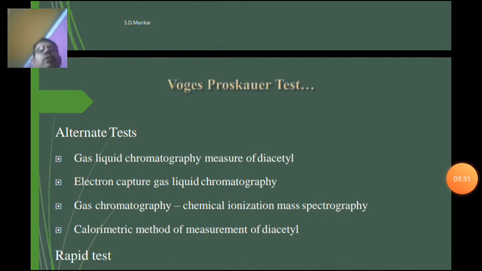The Voges-Proskauer test has another alternative method. This is a very sophisticated and expensive test, measuring diacetyl by gas liquid chromatography, electron capture gas liquid chromatography, gas chromatography with chemical ionization mass spectrometry, and colorimetric measurement of the diacetyl. So this is the process. It is very sophisticated and not cost effective, not an easy technique.